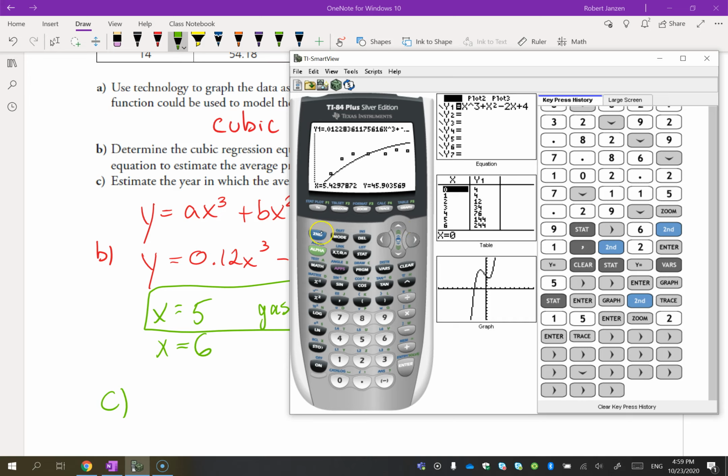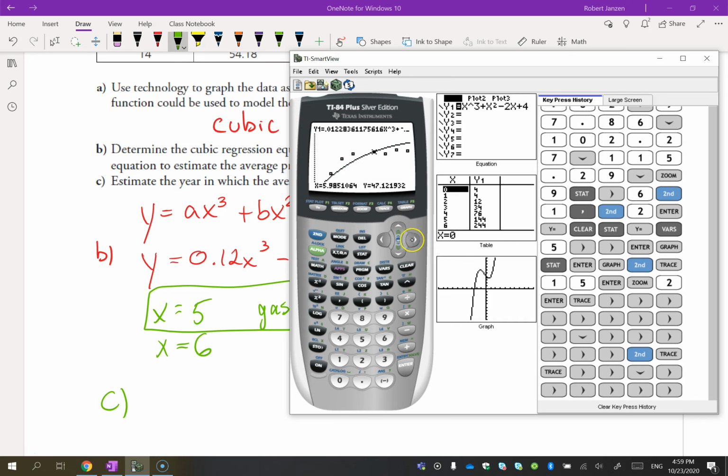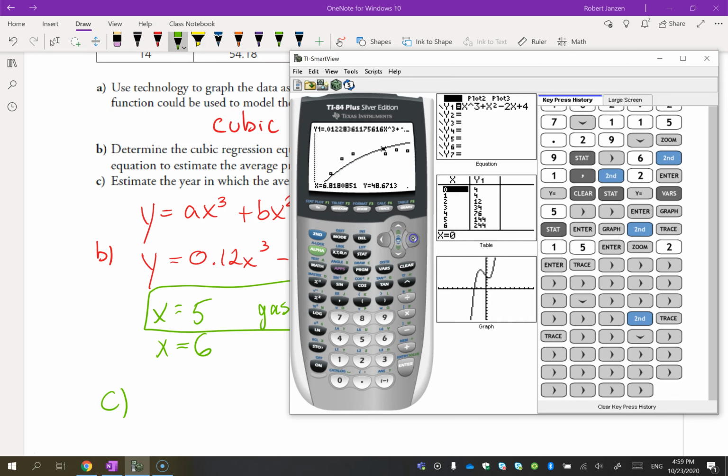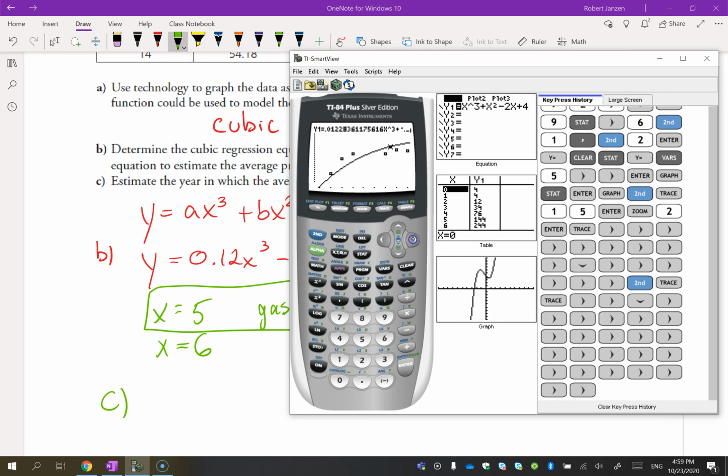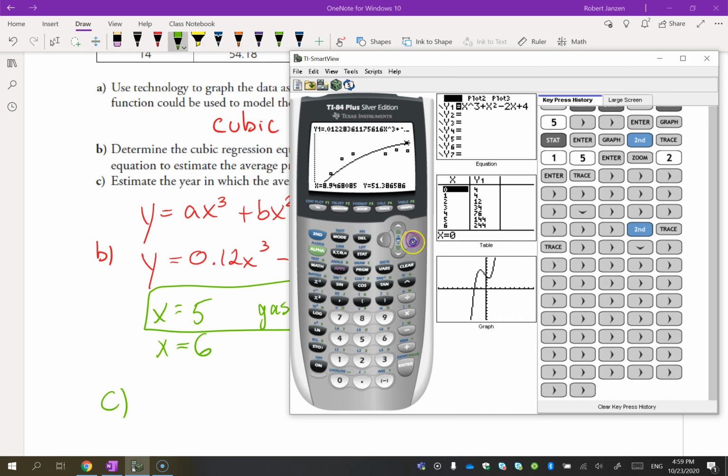Just to be clear again, what did I do there? When you first press trace and you use those arrows, you're moving from dot to dot, from scatter plot point to scatter plot point. The second I press the arrows up or down, it puts the cursor on the line. Now it's not going to follow the dots, and when I move it, it's following the line of best fit. I want to move it until I get to approximately 56 cents.